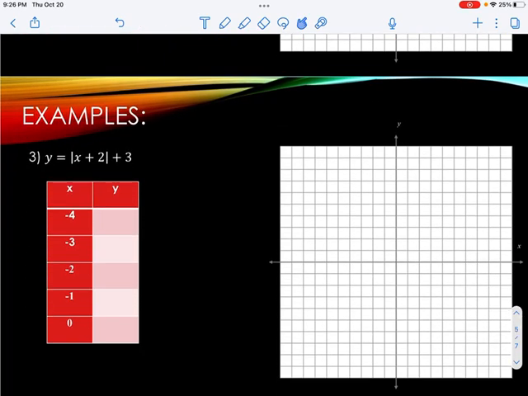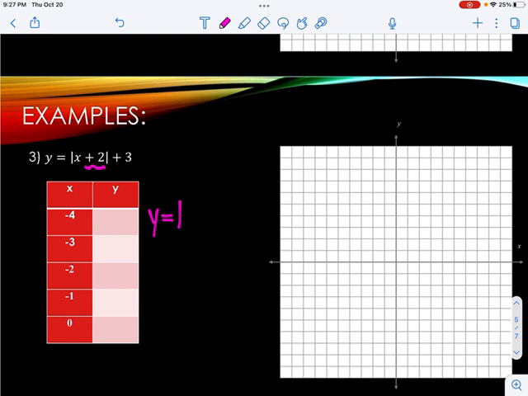Okay, let's try this next one. Now, if you notice, this time our numbers are changing, and the reason for that is because of that +2. It's going to shift some things around, so we shift our numbers to make sure that we account for that plus 2 inside the absolute value. All right, so here we go. Let's plug in our numbers.